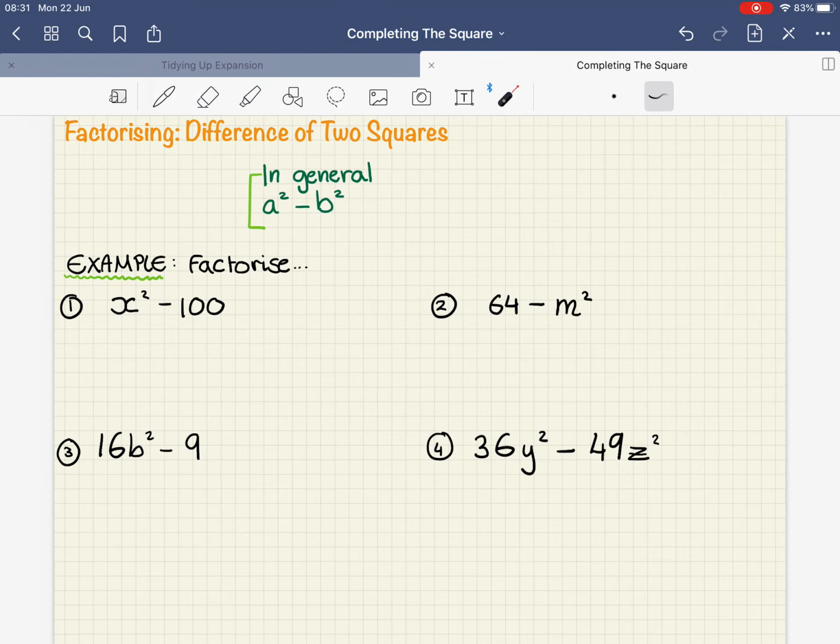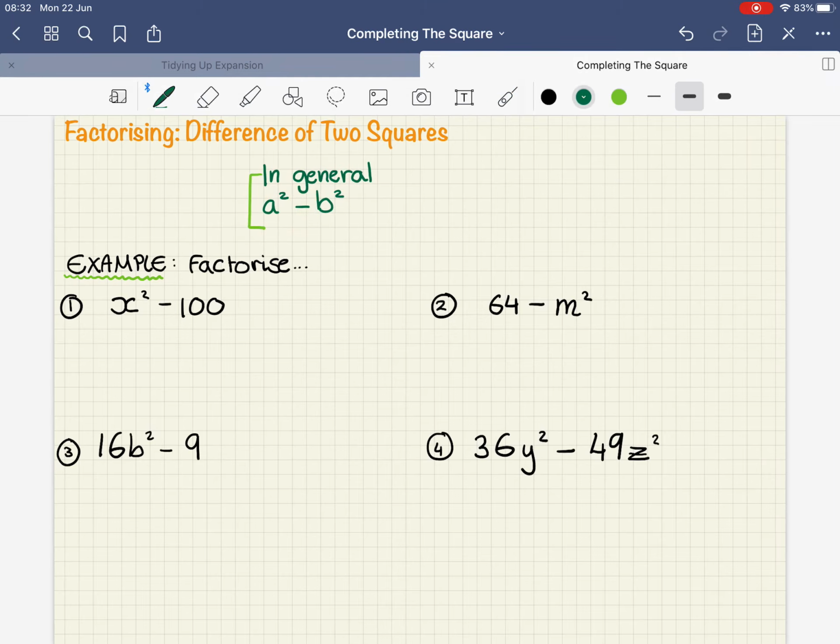Okay, so here we are on to factorising difference of two squares. So difference of two squares, what we can see in general below, we can see here I've got two numbers, or two things that are squared, our a squared and b squared, and they are being taken away from each other, which makes it a difference. So that's how to identify when it's one of these types of things. So I've got two square numbers and there's a minus sign.